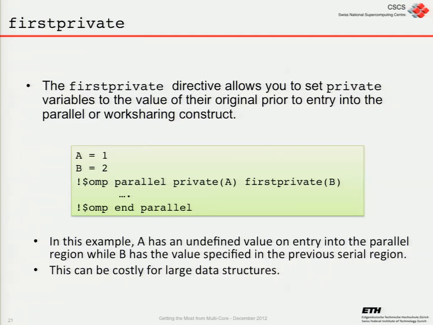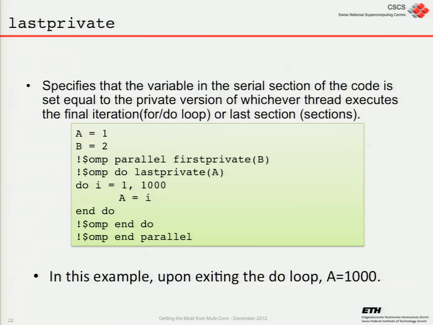Now, one of the aspects of this is that if you happen to set arrays as firstprivate, then it has to make not only a private copy of the array, but it has to physically go through and set the values all over the place. So you wouldn't really want to do that unless you absolutely had to. Lastprivate does sort of the opposite.